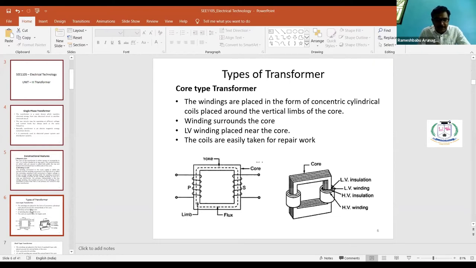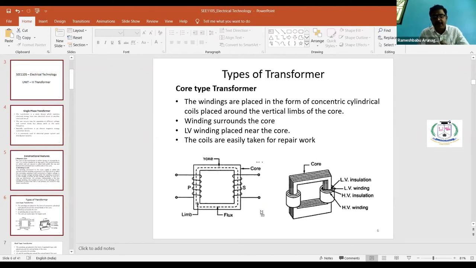What do you mean by core type transformer? You can see in the diagram, the windings surround the core. The core is inside, the windings outside. This is the winding, this is your core. Winding surrounding the core is nothing but the core type transformer.